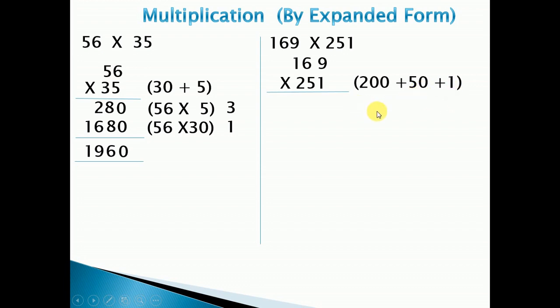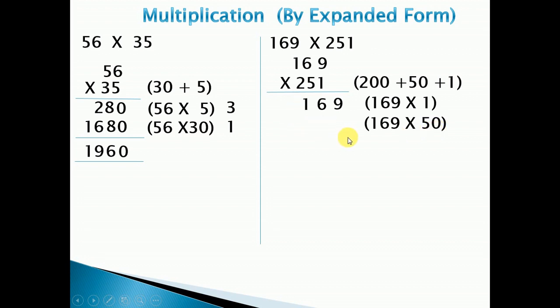We multiply 169 into 1 because 1 is in the unit place. 1 into 9 is equal to 9. 1 into 6 is equal to 6. 1 into 1 is equal to 1. Now we multiply 169 into 50 because 50 is in the tens place.